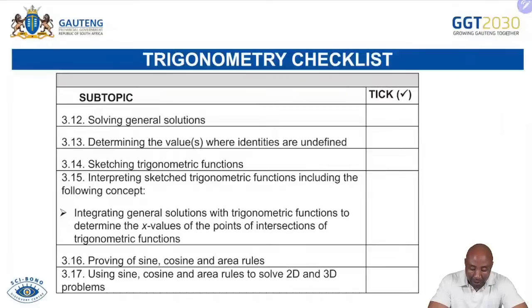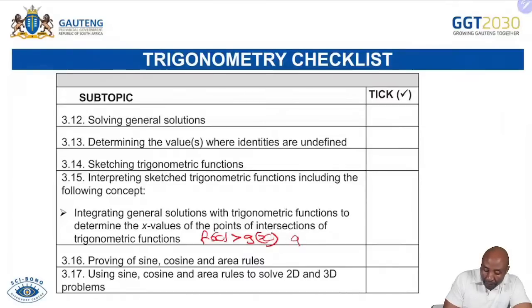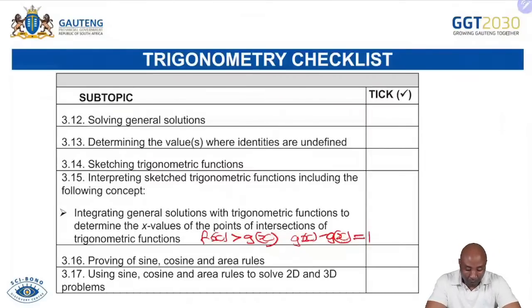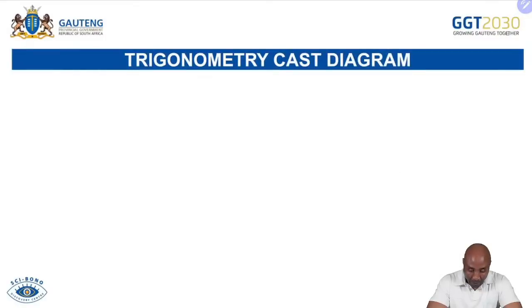Integrating the general solution with trigonometric functions to determine x values of the points of intersection, and also solving problems like f of x greater than g of x, f of x minus g of x equal to a particular value, as an example. So we should be able to solve such problems. We should also be able to prove the sine rule, the cosine rule, as well as the area rule. We use our sine, cosine, and area rule to solve two-dimensional and three-dimensional problems.